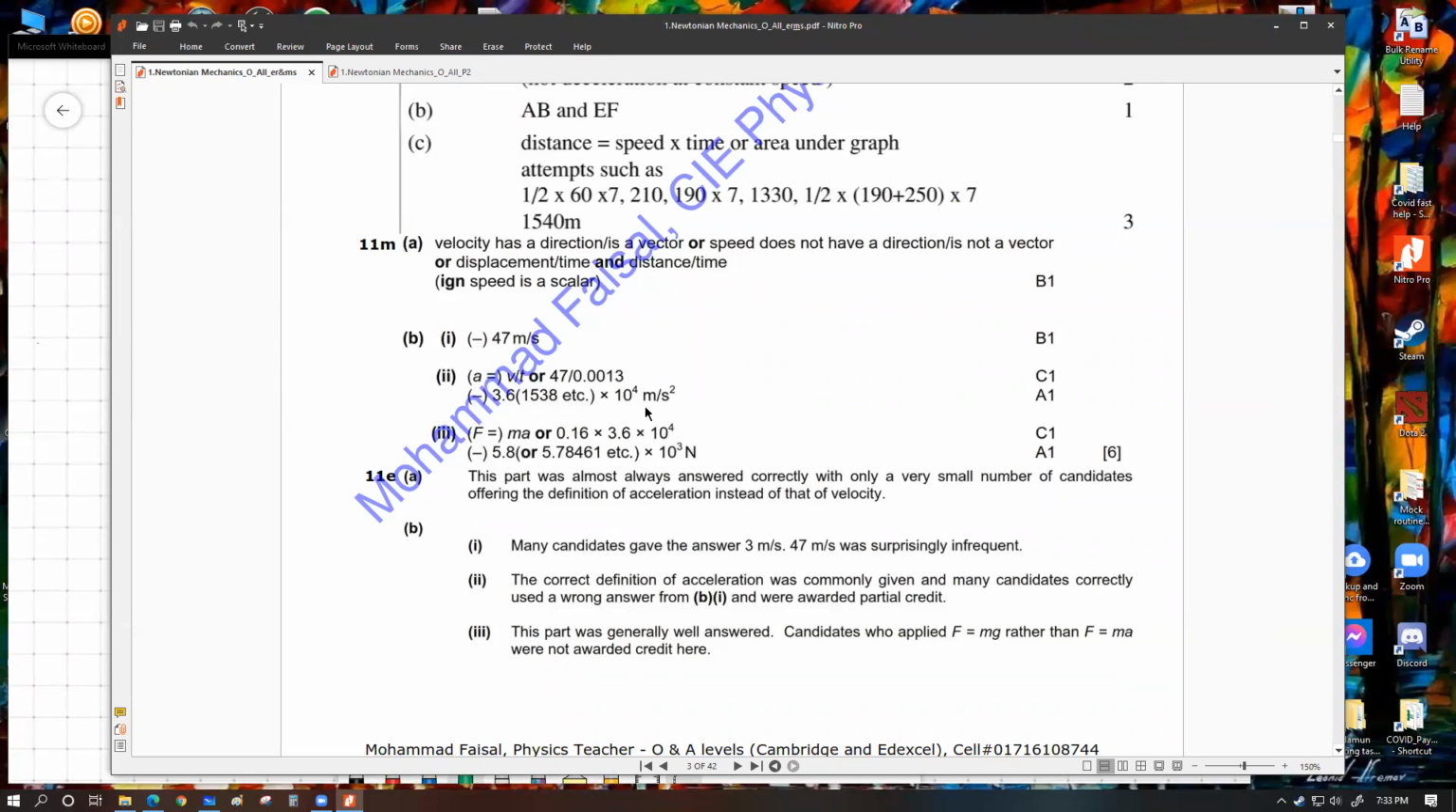Now, there is a certain thing that's called ECF. I'm going to talk about ECF a bit later. And then the force is coming by F equals to ma, and this is the total answer of this working. Have a look at this thing.